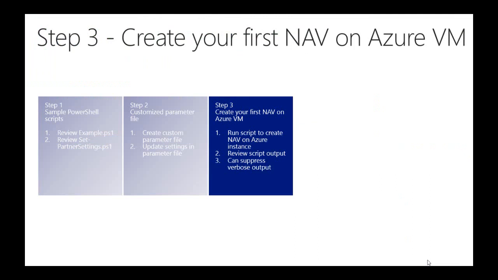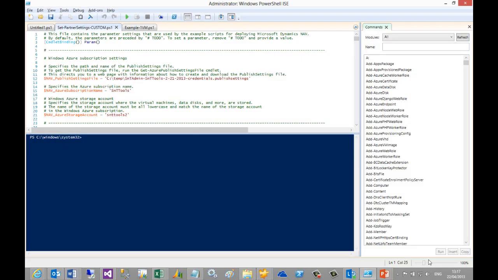And now we come to step 3, where we actually create an instance of Microsoft Dynamics NAV on a single Windows Azure virtual machine. In the Windows PowerShell ISE, which we opened earlier with Run as Administrator, execute the following command to change the directory to the location on your PC where you copied the NAV provisioning tools from the Microsoft Dynamics NAV installation media.